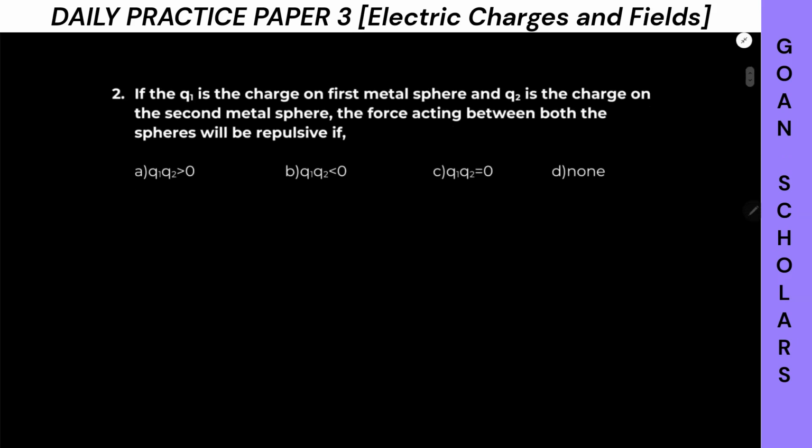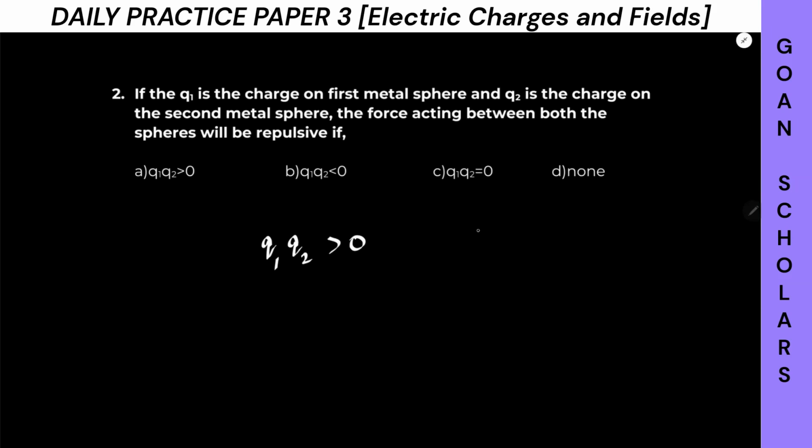Question number 2. If Q1 is the charge on the first metallic sphere and Q2 is the charge on the second metallic sphere, the force acting between them will be repulsive if they both are like charges. Like charges means either both are negative or both are positive. So if both the charges are negative, for example, minus 2 into minus 3, both are negative. If you multiply them, you will get a positive, right? So Q1 into Q2 will be greater than 0 if both are negative or both are positive.